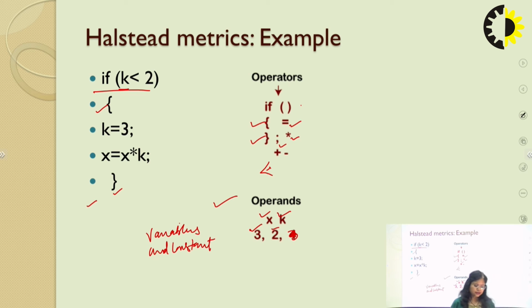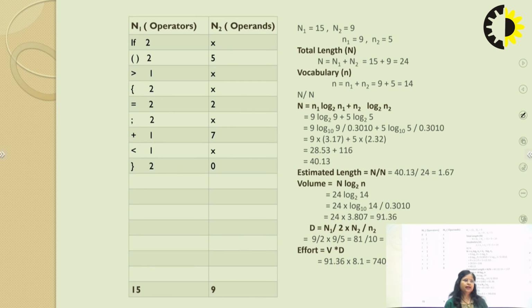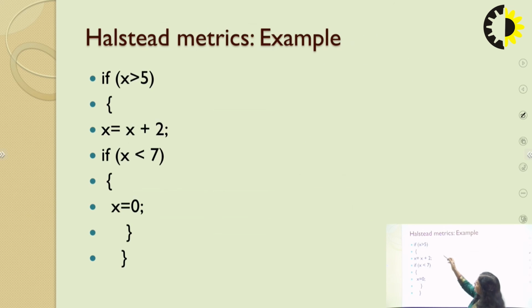Next, we can take another example. If this is the sample of code: if k is greater than 5, curly braces, x is equal to x plus 2. If x is less than 7, curly braces, x is equal to 0, and curly braces closed. From this example, we need to find out the elements of the Halstead software science metrics. First, we need to calculate the number of operators and the number of operands.